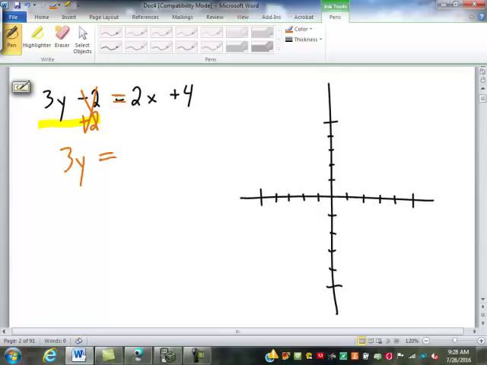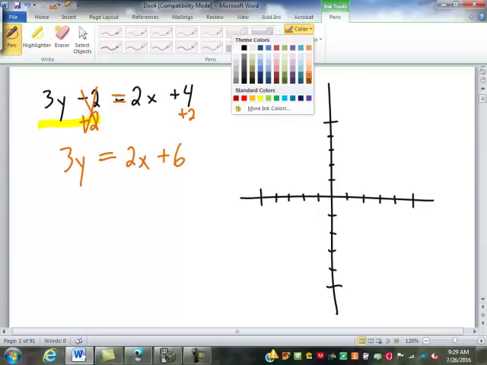On the other side, do we have to add 2 to both pieces or just to one of them? Just to the 4. When we add or subtract, we only have to do it to one piece on each side. So the 2x is unchanged. Positive 4 plus 2 becomes positive 6.